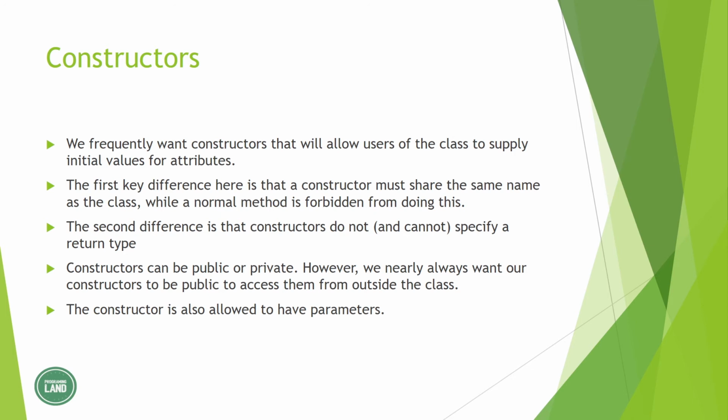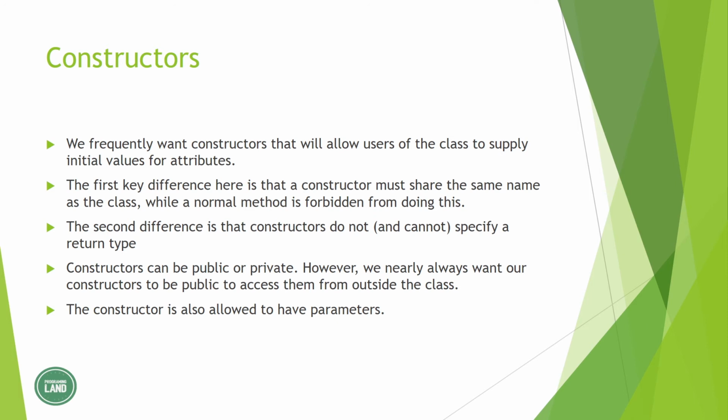Sometimes we want to initialize our attribute, or we want to run a function of a class as the object is created. Then we use a constructor. Most of the time we use it to initialize the value of the attribute. The first key difference is that a constructor must share the same name as the class, while a normal method is forbidden from doing this.